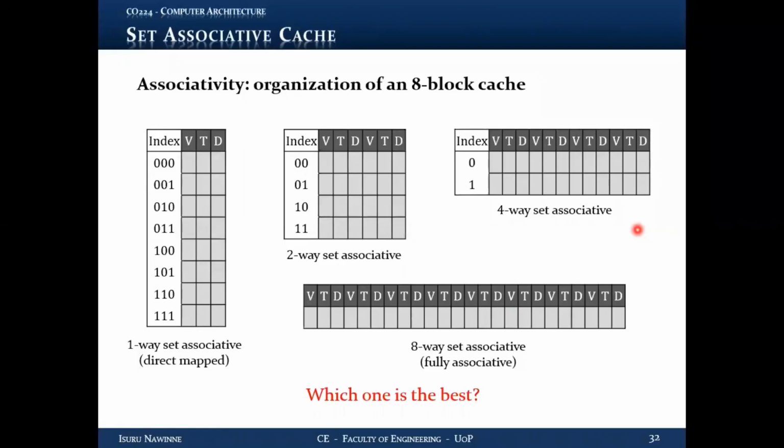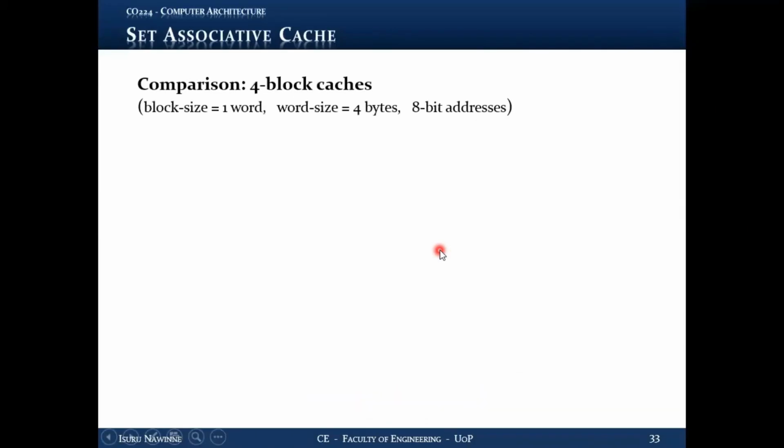Do you want less power consumption? Do you want better performance? All those different design decisions are coming into the picture, right? Which one is the best? But since we are talking about improving the hit rate, let's see which one gives us the best hit rate, or rather how the hit rate changes with the associativity, right? So let's take a small example for that.